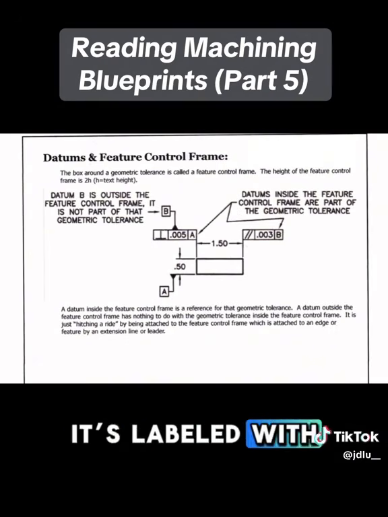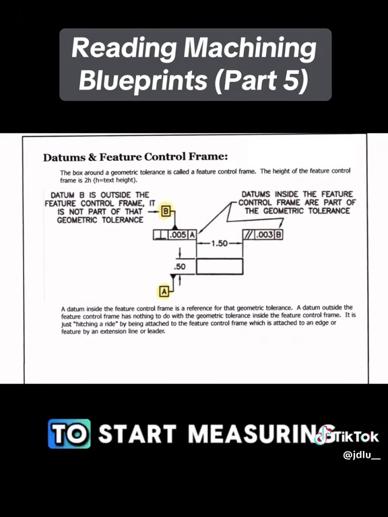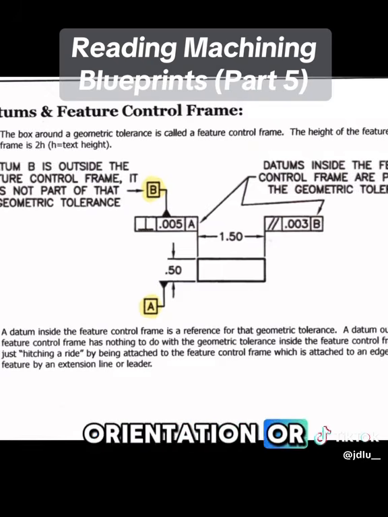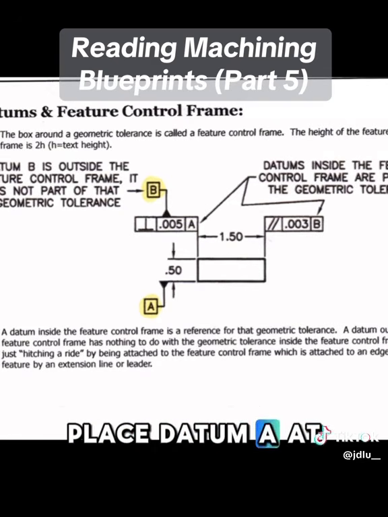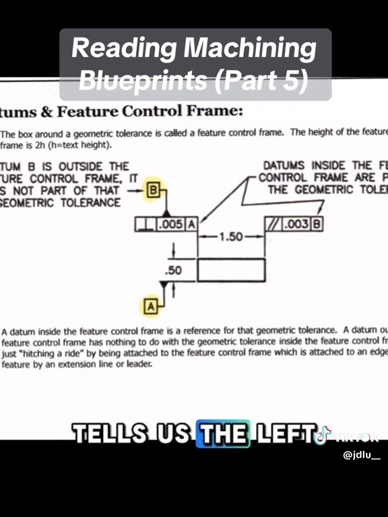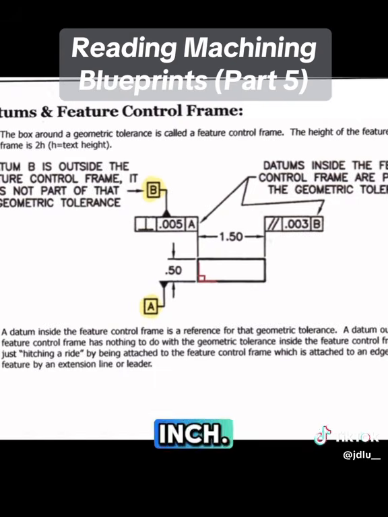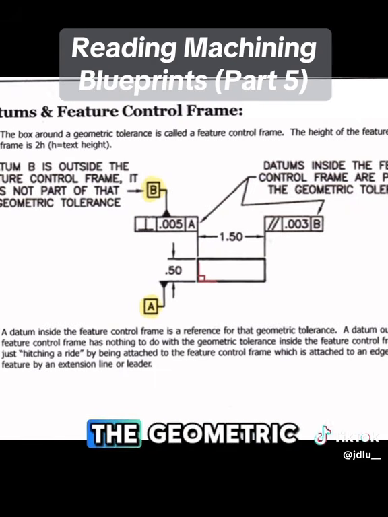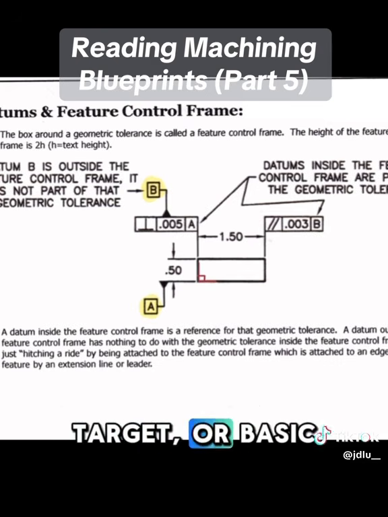It's labeled with capital letters like A, B, or C, and tells us where to start measuring things like orientation or location. Now let's go over an example. For this box, we place datum A at the bottom. Then, the feature control frame tells us the left side is perpendicular to the bottom, where datum A is, within 5/1000ths of an inch. That 5 thou is the geometric tolerance, the box number. That's your exact target, or basic dimension.